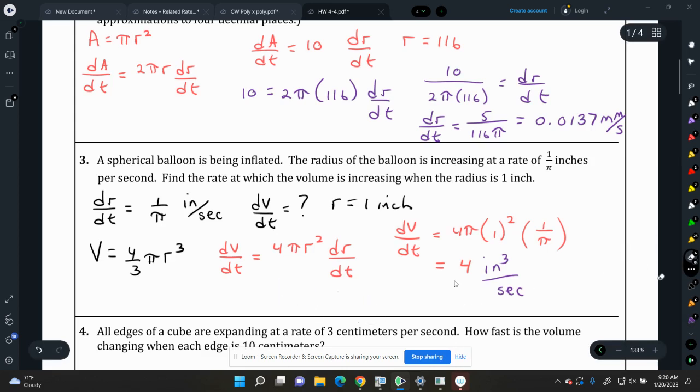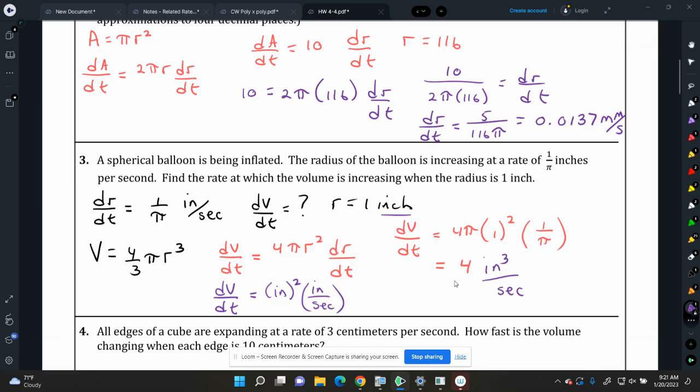So going back to the formula before I substitute any numbers in there, I'm looking at dV/dt, that's my unknown. 4 pi doesn't have a unit, but the radius has a unit, and the radius squared will be inches squared, since my radius is in inches. And then dr/dt was given as inches over seconds. Now I've substituted the units back into the original formula. This ends up being inches squared times inches, which is inches cubed over seconds.